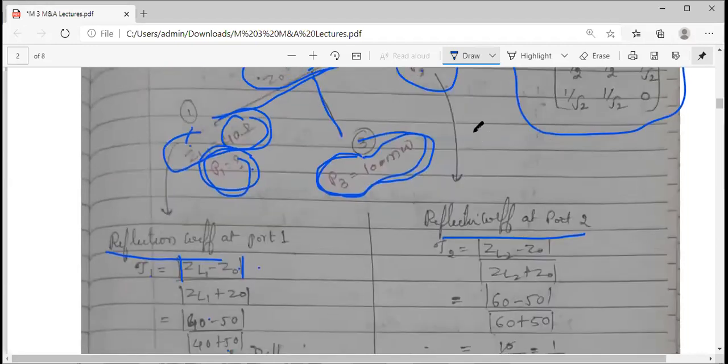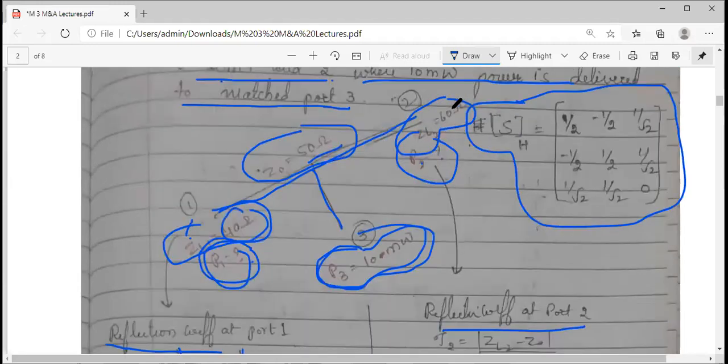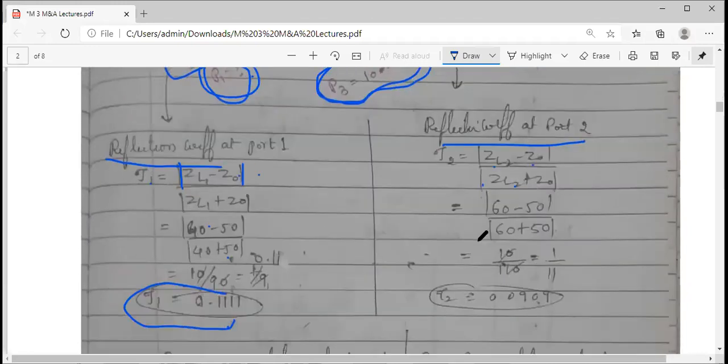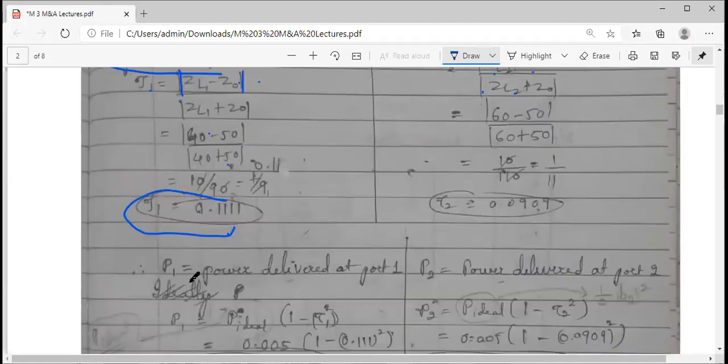Similarly, I will calculate the reflection coefficient at port 2. ZL load is given to you 60. So 60 minus 50 by 60 plus 50, 10 by 110, I have got it as 0.0909, it will repeat. So two reflection coefficients I have calculated. Now I want the power values. So power delivered to port 1 will be, similarly power delivered to port 2. Simultaneously you can see I have calculated.